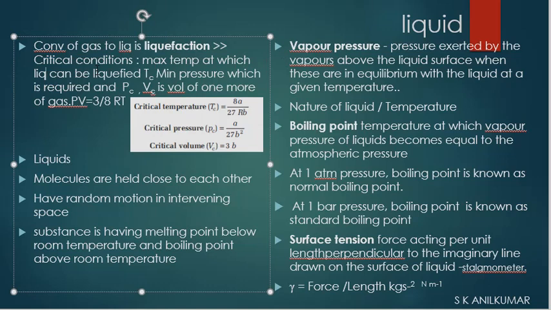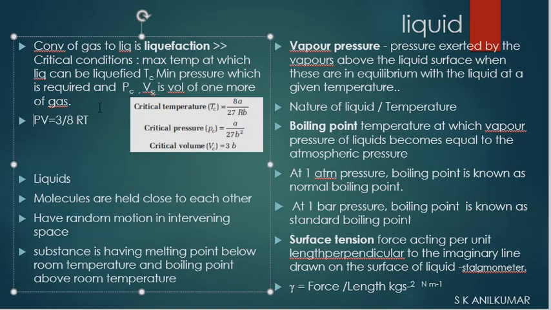Critical temperature is the maximum temperature at which a gas can be liquefied. Pc, or the critical pressure, is the minimum pressure required for liquefaction of gas to liquid. Now, critical volume Vc is the volume of one mole of gas. And then we have a formula: PV equals 3/8 RT.